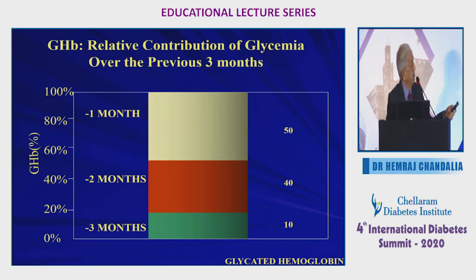This is work of some other investigators showing that if you do a reading of A1C, it reflects, to the extent of 50%, the past 1 month. And to the extent of another 40%, making 90%, it reflects the past 2 months.